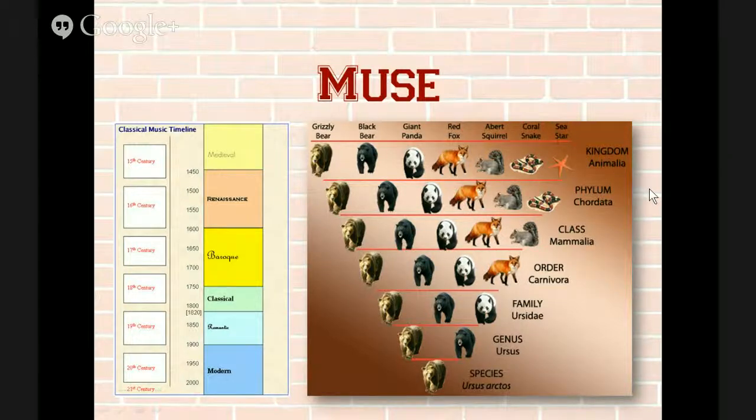So again, I can't quite go into detail about how to classify all music or how to classify all animals, but that just gives you an idea of what it means to classify something, basically to group something. You can group music, you can group animals, and you can group basically anything. So that's what it means to classify.